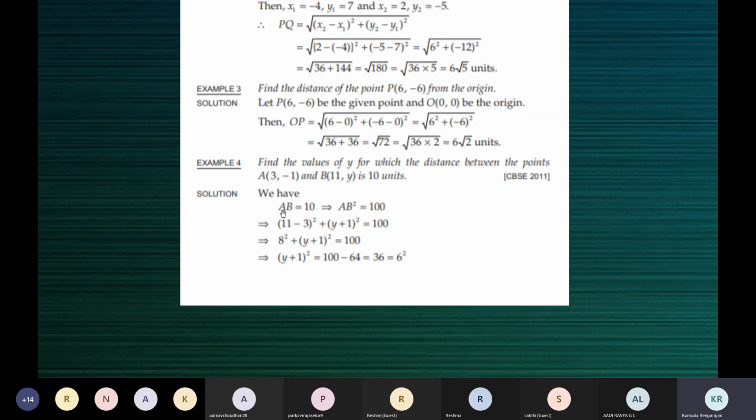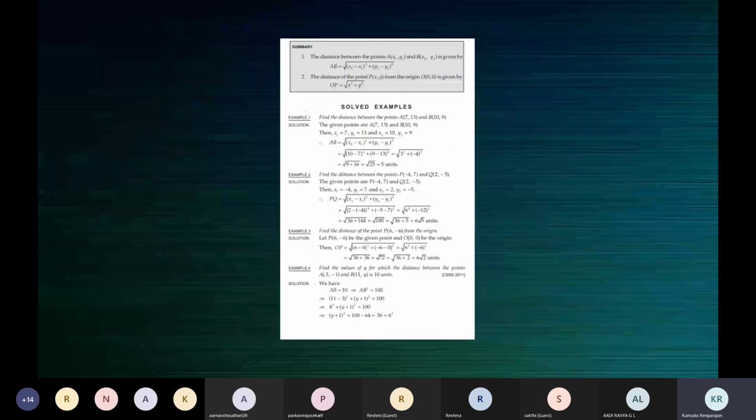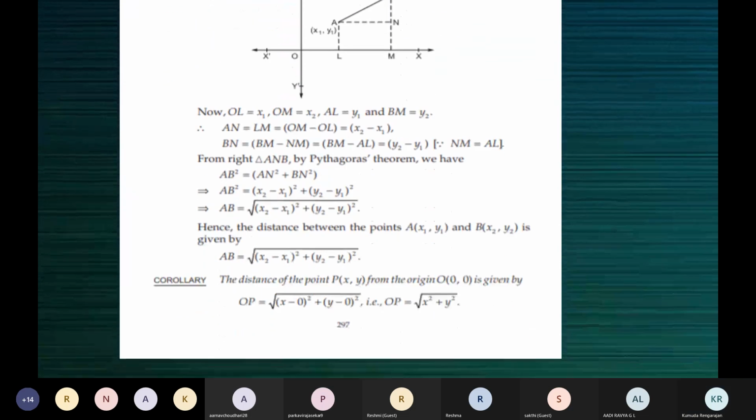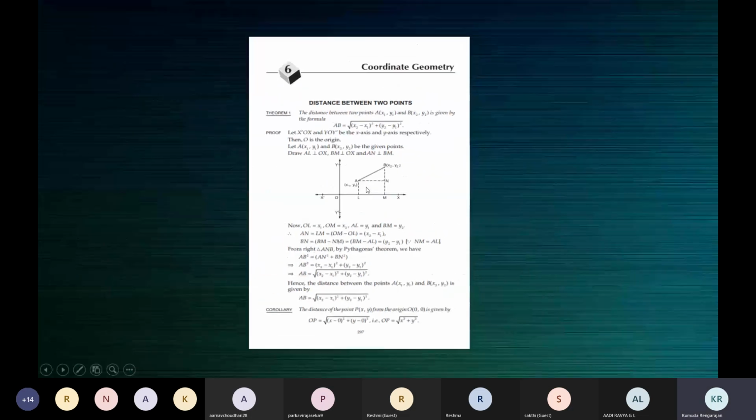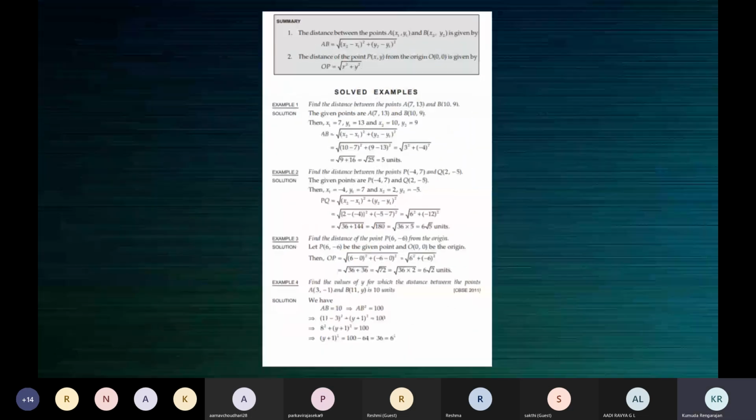Children, simple. This is the first thing. AB is equal to 10 units. Under that you write AB square is equal to 100, squaring both the sides. Now how do you write AB square? I just showed you. AB square, without the square root. You need to show only this. That's what you see here.